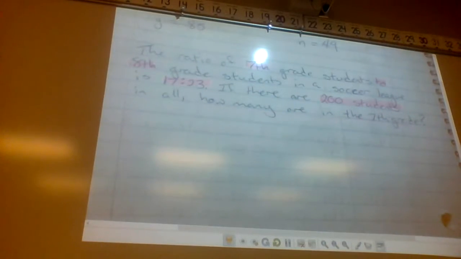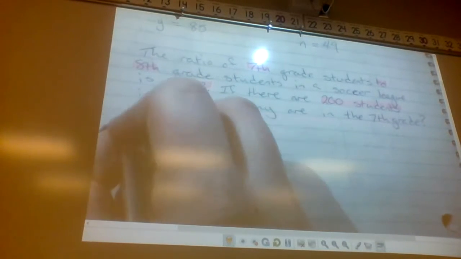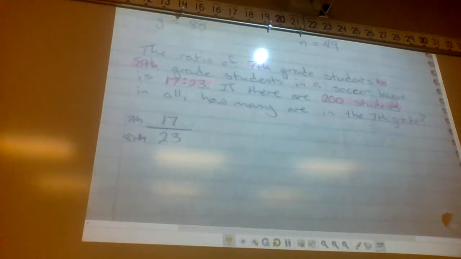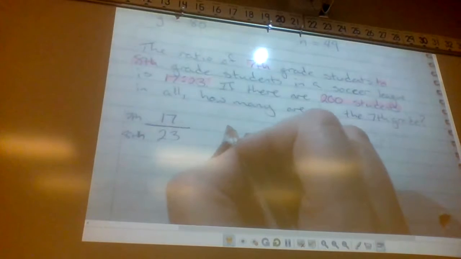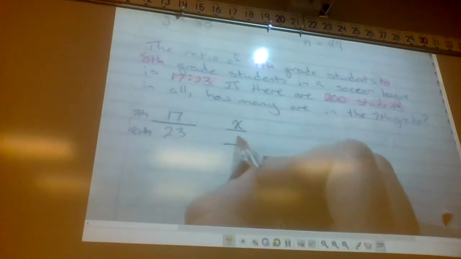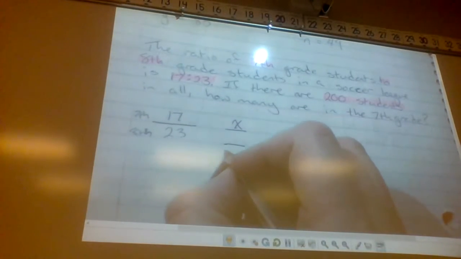So we have 7th to 8th grade. 7th grade has 17. 8th grade has 23. We all understand that, right? It's wanting to know how many are in the 7th grade if the total is 200. So who has 200? Does the 7th graders have 200? Does the 8th graders have 200? Both of them together. So we're not going to put anything right here. That has to be left blank, because do we know how many are 8th grade? No. We're going to put 200 here.